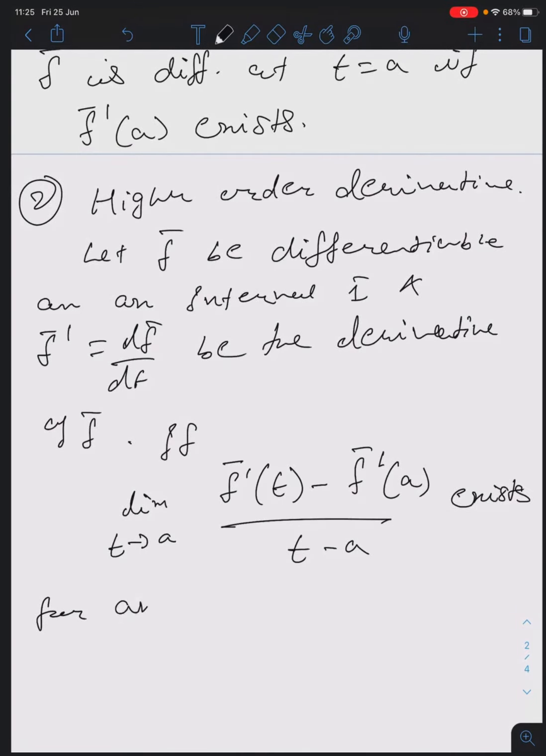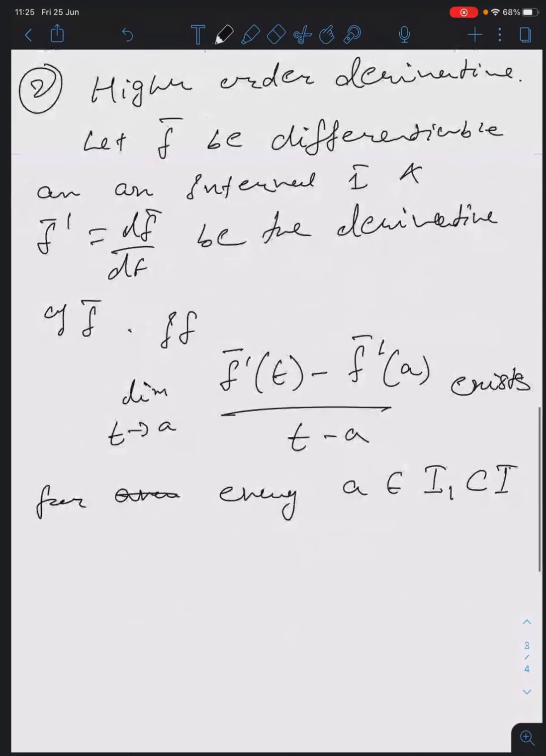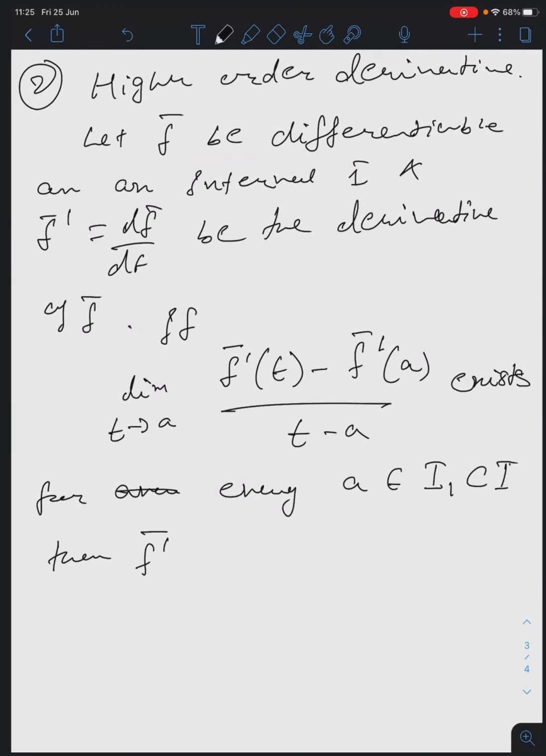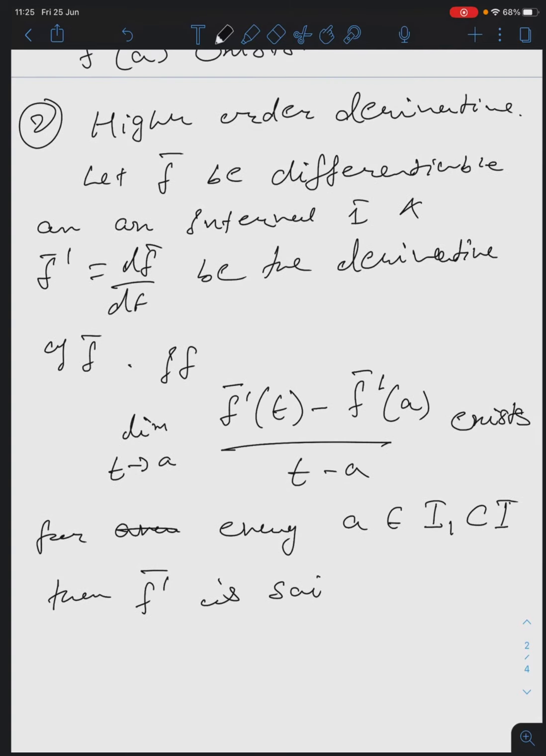for every a which belongs to some interval, and that interval again is a subset of I, the overall interval. Then you say f bar dash is differentiable. Now you are not saying f bar. F bar is already differentiable, but now you are saying f bar dash is also differentiable if this limit exists on the interval I1. Okay, f bar dash is said to be differentiable on I1 at t is equal to a.